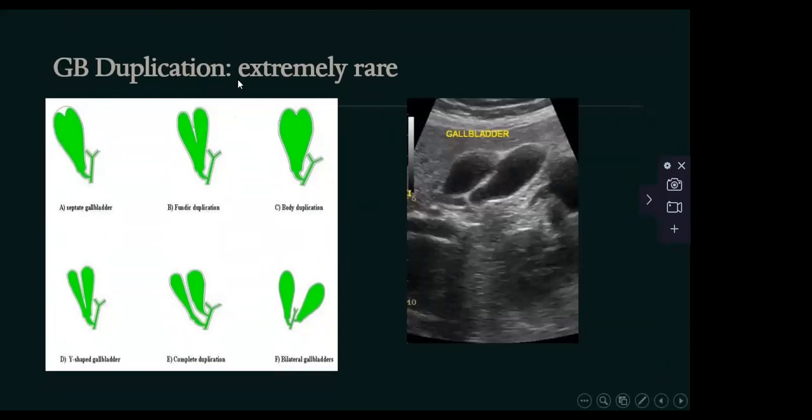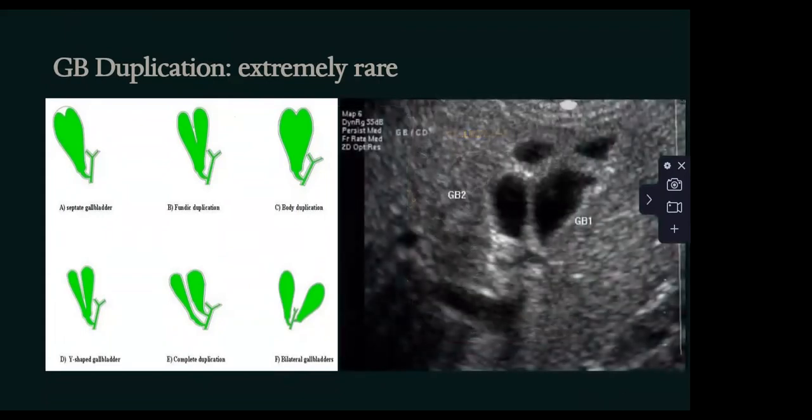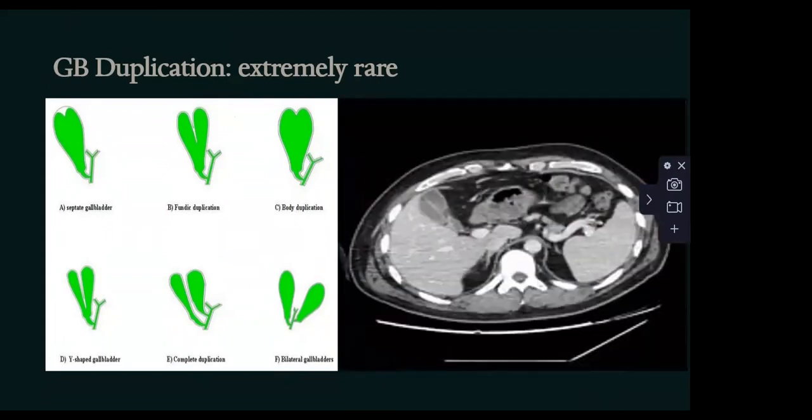Gallbladder duplication, which is an extremely rare variant. It may be either a partial or a complete duplication. Here we can see an ultrasound picture of duplicated gallbladder. This is also a duplicated gallbladder, and this is a CT picture of the duplicated gallbladder. There's a complete duplication.